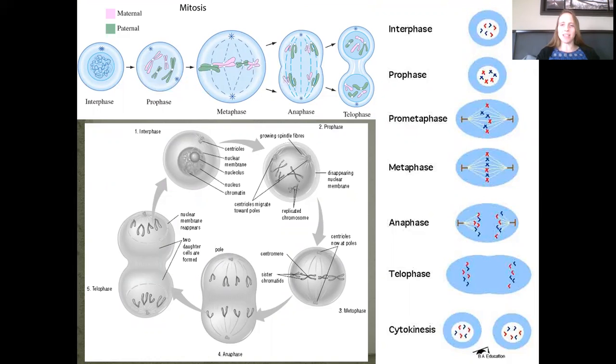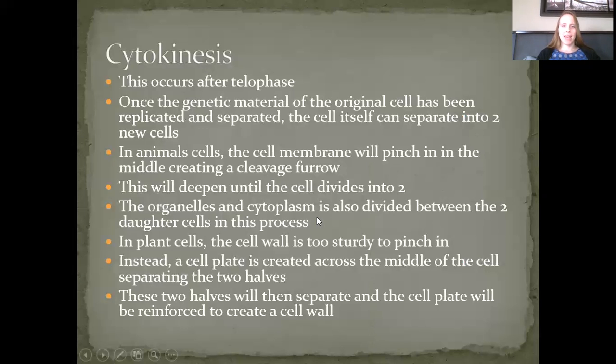And then in telophase, you have the nuclear membrane reforming around those groups of now single-stranded chromosomes and the pinching in of the membrane. Cytokinesis will happen right after telophase. Once the genetic material of the cell has been divided into two, the rest of the cell has to divide. This is when the organelles and the cytoplasm and all that is split between the two new daughter cells.